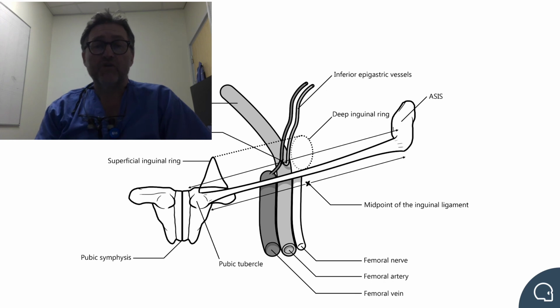Well, hopefully that's given you a really good overview of the inguinal region, the hernias we see in that region, and where they are in relation to the bony landmarks, but also the artery and the vein. You can take that to surgical outpatients and onto the ward. Good luck.